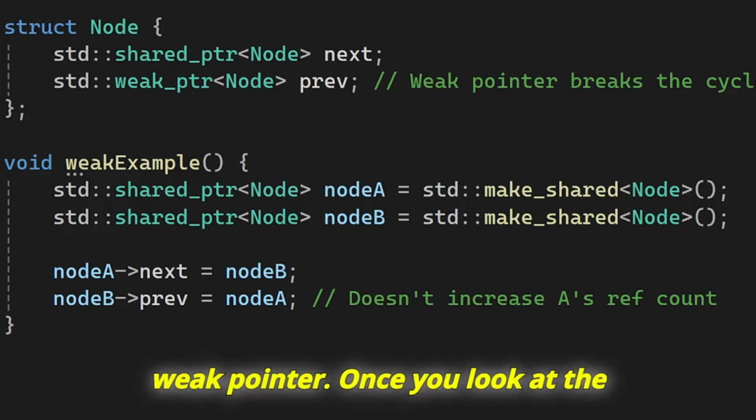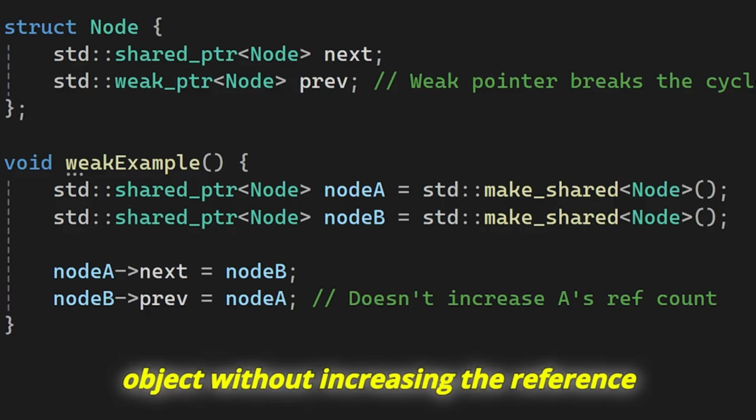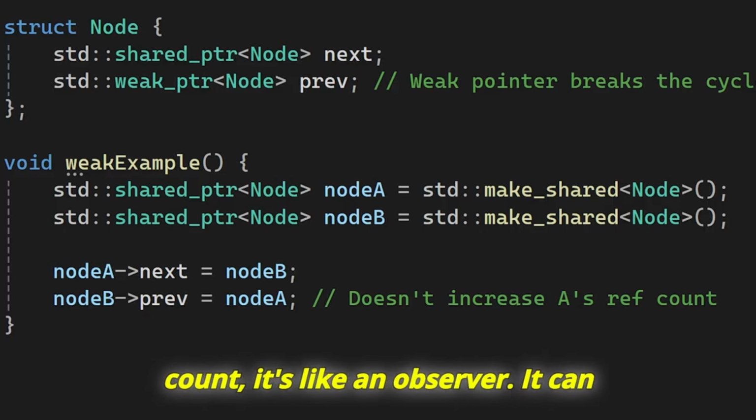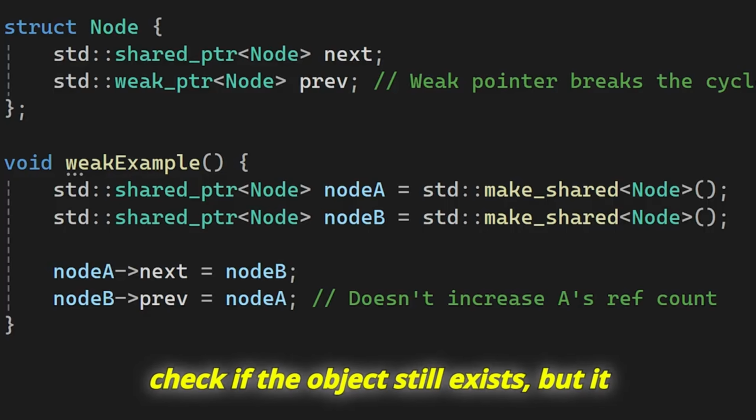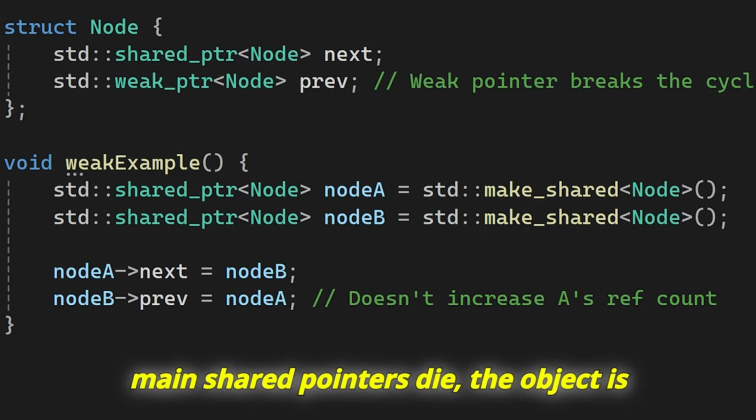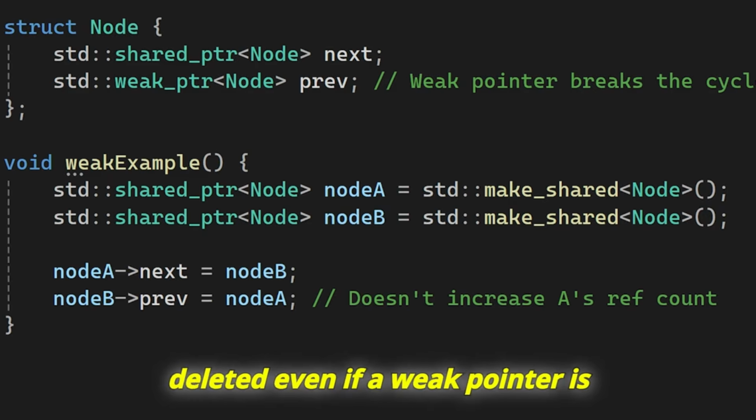A weak pointer lets you look at the object without increasing the reference count. It's like an observer. It can check if the object still exists, but it doesn't keep the object alive. If the main shared pointers die, the object is deleted, even if a weak pointer is watching it.